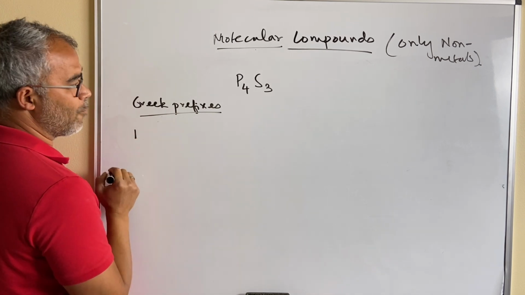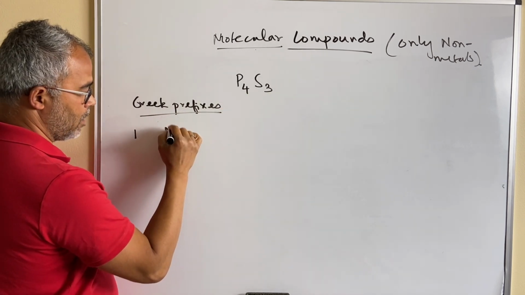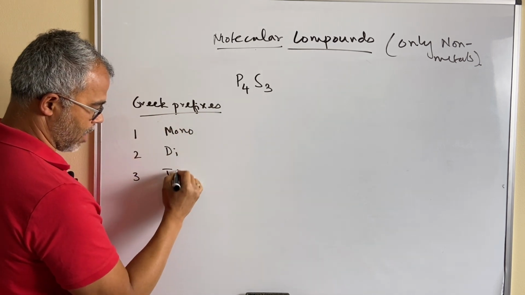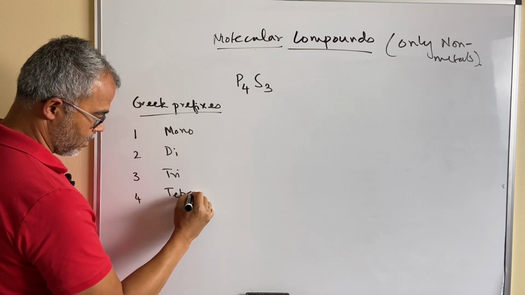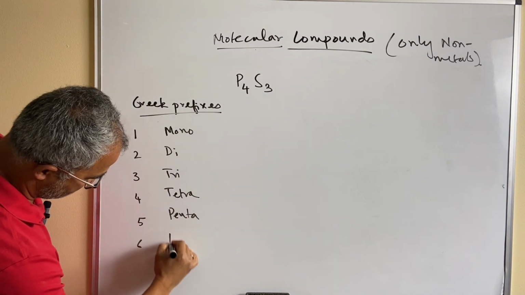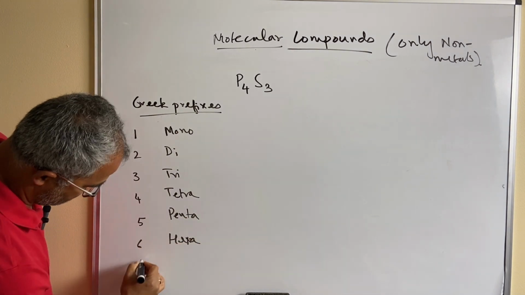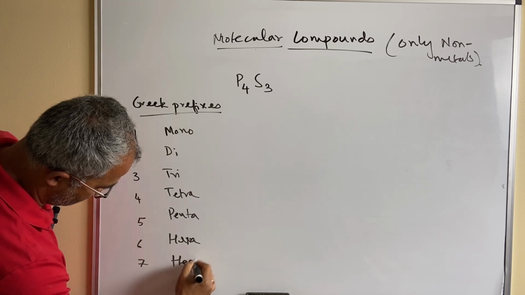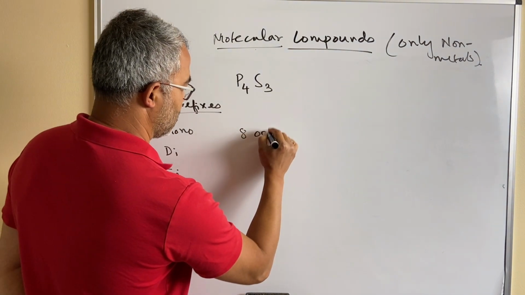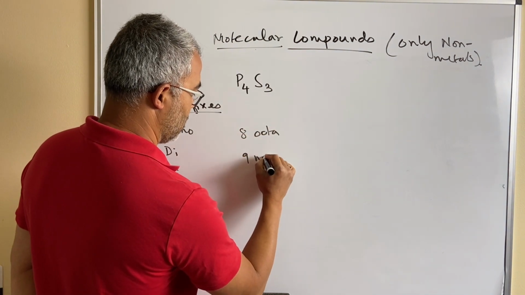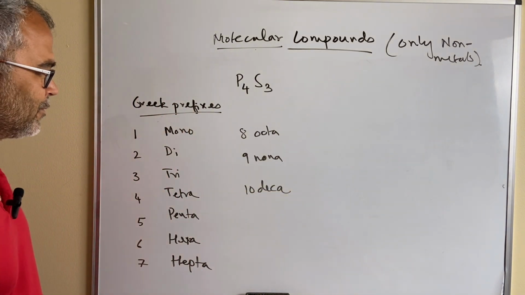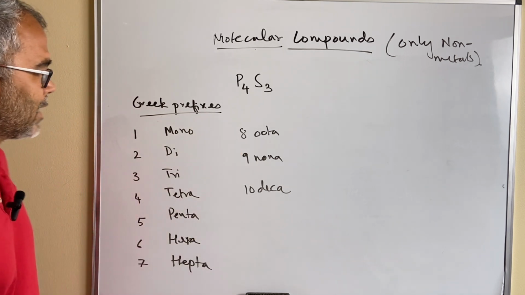If you have 1, you're going to use the term mono. 2, di. 3, tri. 4, tetra. 5, penta. 6, hexa. 7, hepta. 8, octa. 9, nona, and 10, deca. We can go beyond that, but we don't really need to go beyond that at this level.